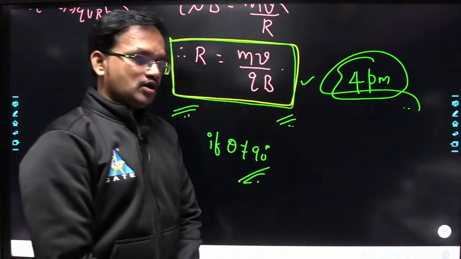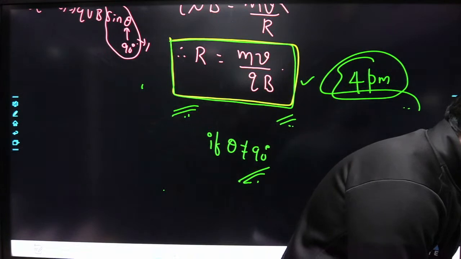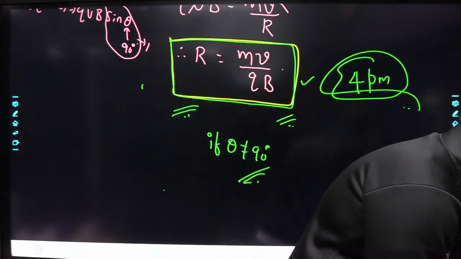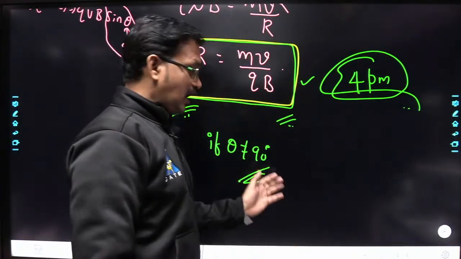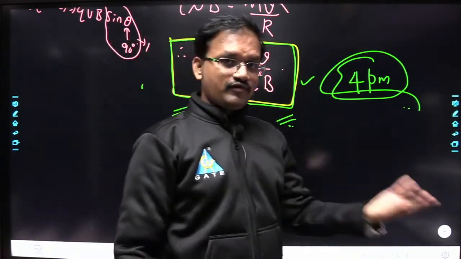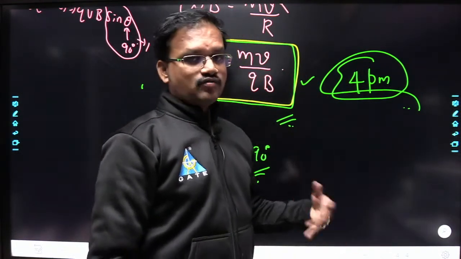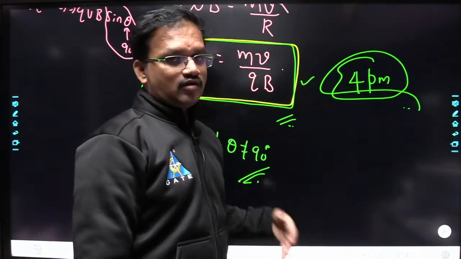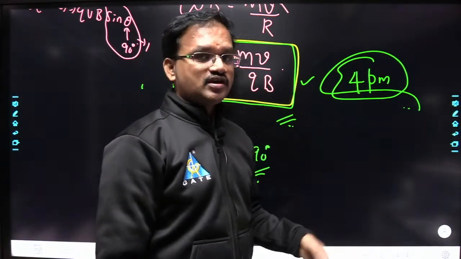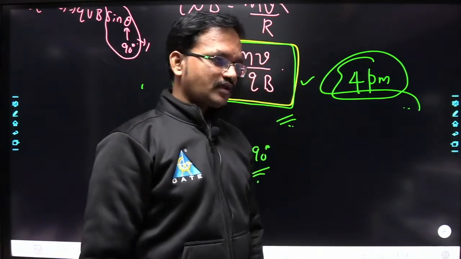Parasmoon, that's what I said now. If theta is not equal to 90, then what will happen? That we will discuss tomorrow here. That's what I am saying, right? So today we have discussed what happens if theta is equal to 90 degrees. Tomorrow we will discuss what is the path traced by the charge if theta is not equal to 90 degrees. So those things we will discuss tomorrow, right?